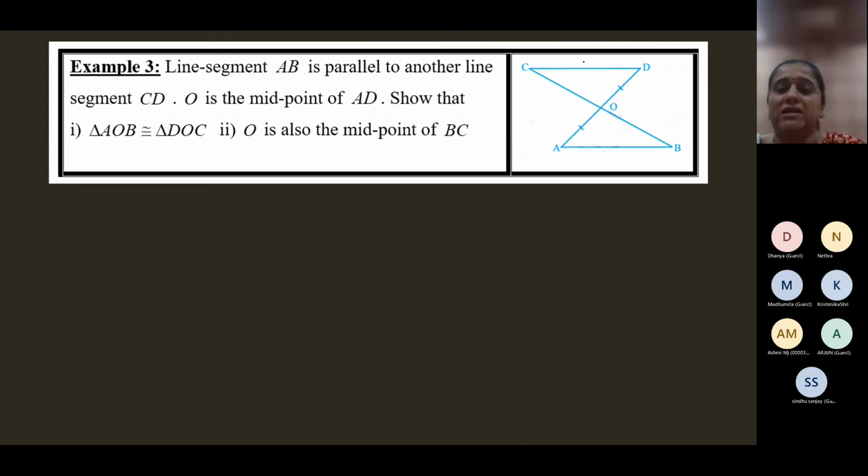So parallel is given and you can see it's marked. AO is equal to DO, you can see it's marked. Show that triangle 1 is congruent to triangle 2. Let's do that first. You can see the names here: AOB and DOC.